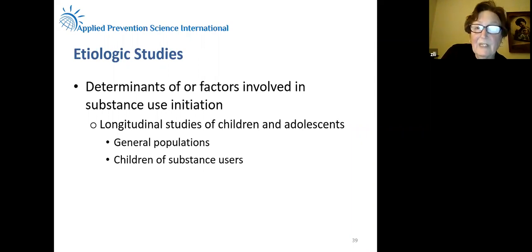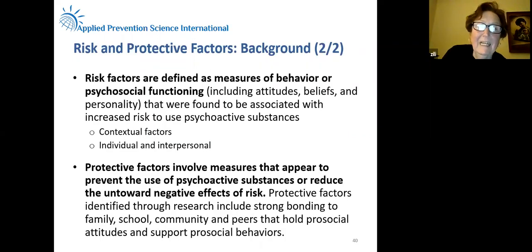In fact, some of those studies, one in New York, Judy Brooke, is probably looking at grandchildren right now of the original population. So these are general population studies, and then of course there are studies of children of substance users, where we learn more about the etiology, what is the progression from whatever situation to substance use and then beyond.